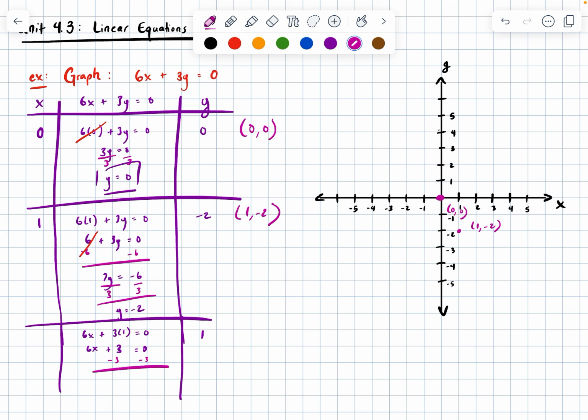Subtract 3 from both sides. That tells me that 6x is equal to negative 3. Divide both sides by 6. Negative 3 over 6 reduces to negative 1 over 2. So that tells me that the point negative 1/2, comma 1 is on my graph. Now negative 1/2 is in the middle of 0 and negative 1. And then I go up to 1 on my y-axis. Here's my point, negative 1/2, comma 1. Now that I've got my 3 points, I need at least 3. I'm welcome to put more if I want to. What's the last thing that I need to do?